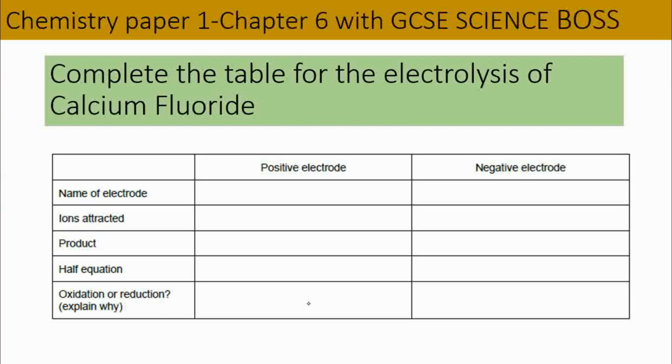Okay, let's have another look at this. Let's look at calcium fluoride, CaF2, as my example. What 2 ions are going to be present in calcium fluoride? Ca2 plus as it's in group 2 and F minus as it's in group 7. So again, remind ourselves, positive electrode, what's it called? So remember, we're not going to panic. Your positive electrode is called the anode, and your negative electrode is called the cathode.